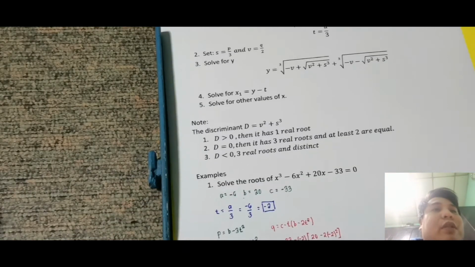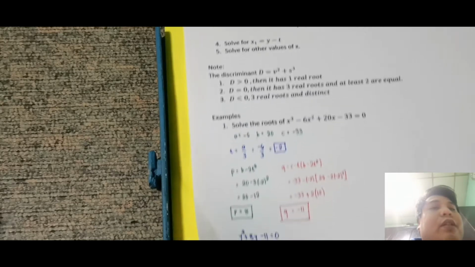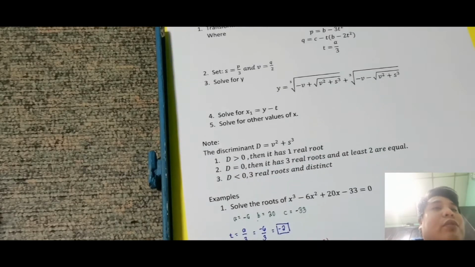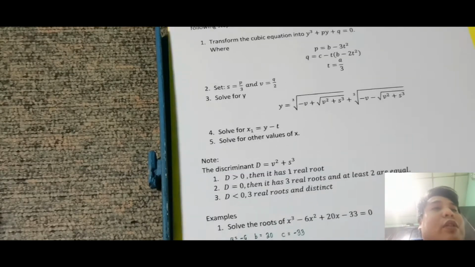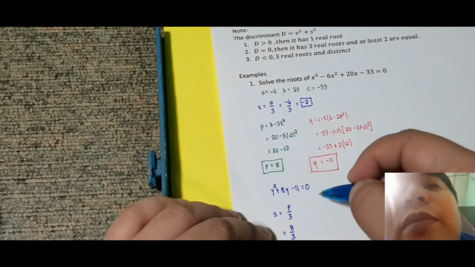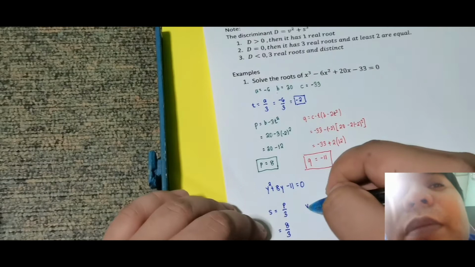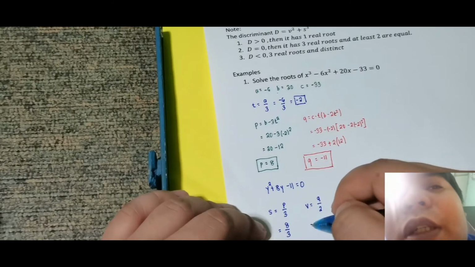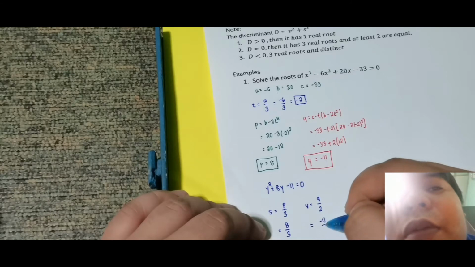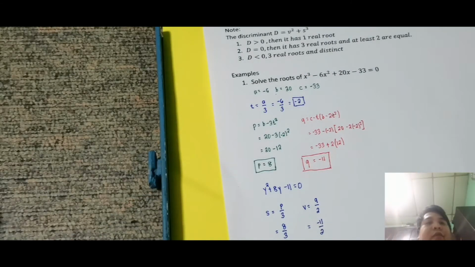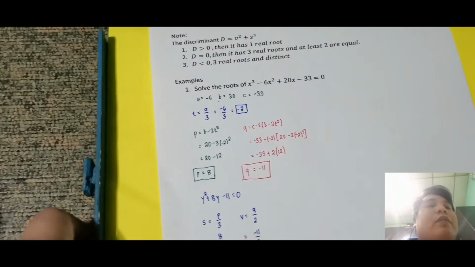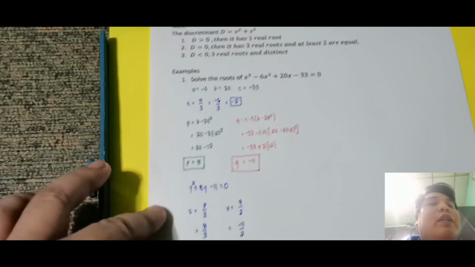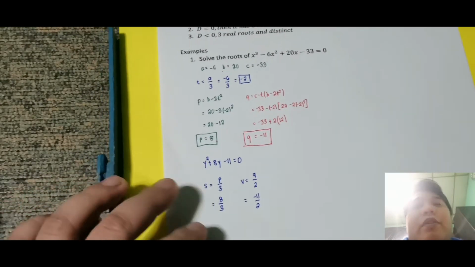Okay, so next thing is to solve for b. b is equal to q over 2, which is negative 11 over 2. Okay, next of course we will solve the value. So this is the value of that.